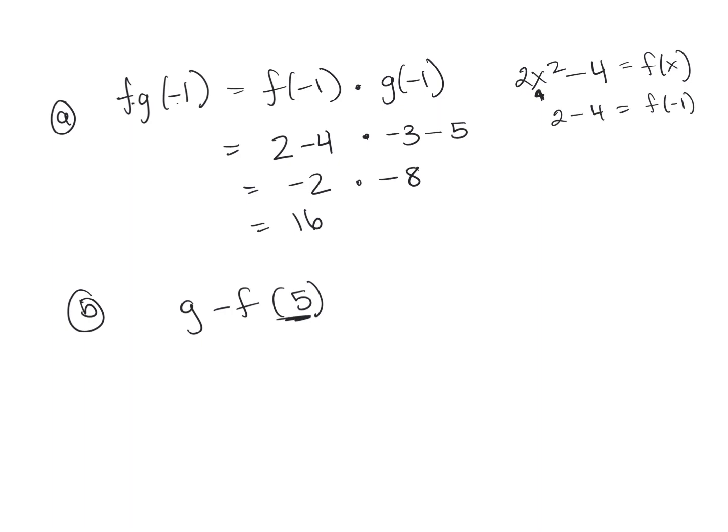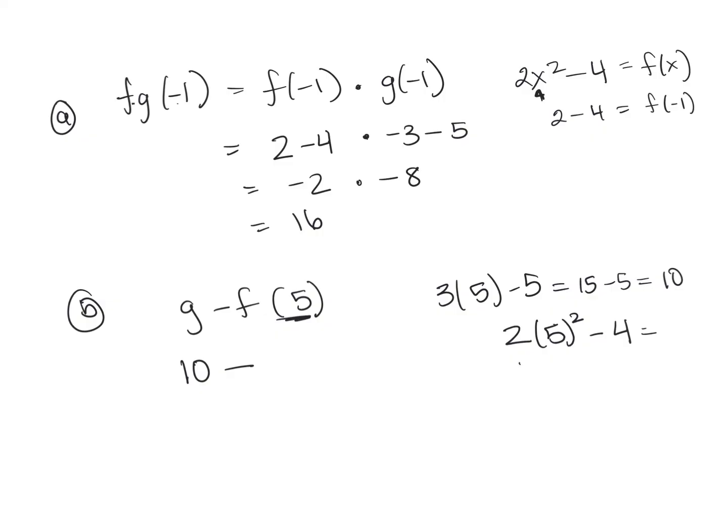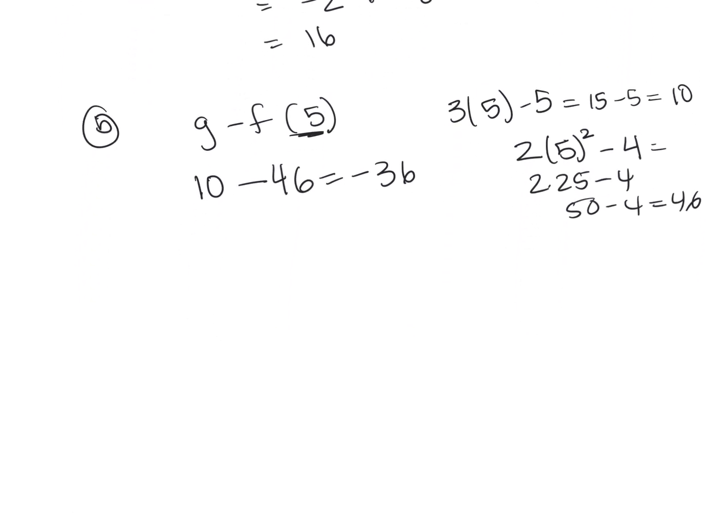So when I put it into G, I get 3 times 5 minus 5, which is 15 minus 5, which is 10. So this is 10 minus, and when I put it into F, I get 2 times 5 squared minus 4, which is 2 times 25 minus 4, which is 50 minus 4, which is 46. So this answer would be negative 36. That's B. And finally, C.